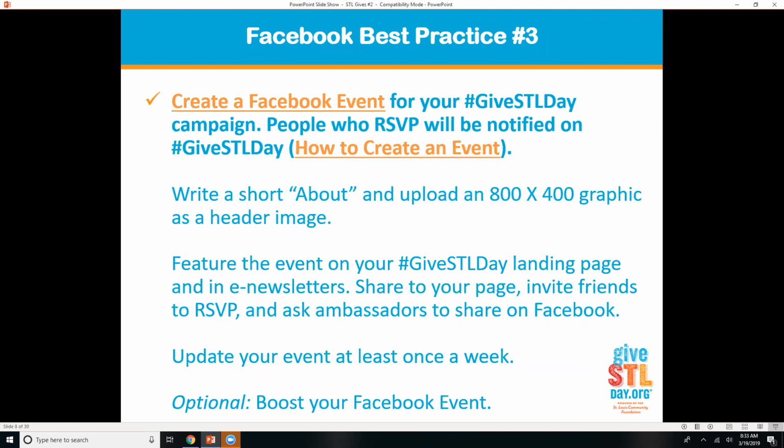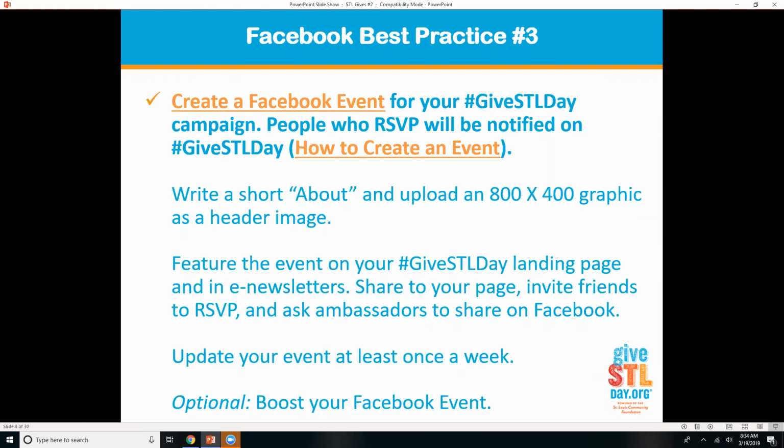Share your page. You can share it to your Facebook page, you can share it to groups, you can invite friends to RSVP, anyone can share your event, and of course, if you're building an ambassador program, ask them to share your Facebook event to their own friends and family on Facebook. And then you have the capability to add a discussion, keep an update going at least once a week, because every time you update it, some people, not all, will get a notification that says, the event's been updated.